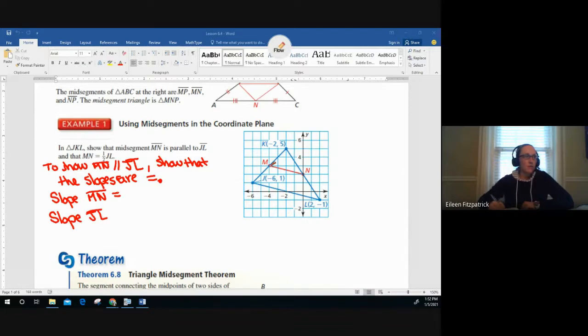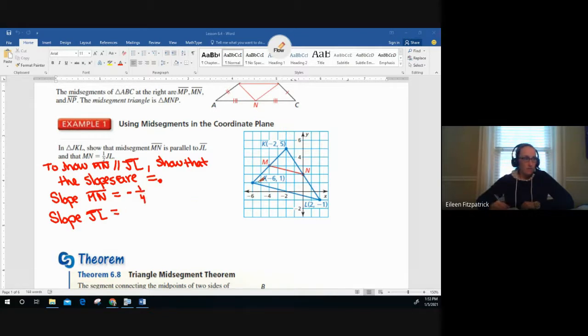Now you could just count units, rise and run. You could do that quickly, or you could get the coordinates of those points and plug into the slope formula. I'm just going to count rise and run. First, make sure that you are aware of the units that we're counting by. It looks like 1, 2, 3, 4, 5, so we're just counting by ones on the y and also ones on the x. So from N to M, I'm rising 1 unit and running 1, 2, 3, 4 to the left. So the slope is -1/4.